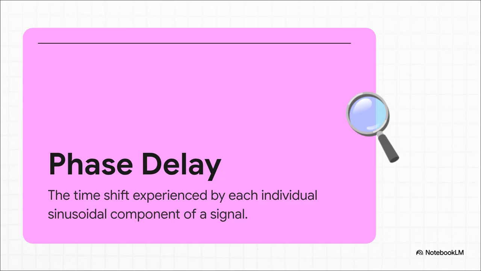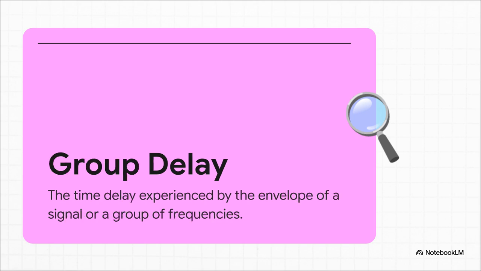So first up is phase delay. Think of this as putting a dedicated stopwatch on every single runner in the race. It measures the absolute time it takes for each individual frequency to get from start to finish. Simple enough, right? But then we have group delay, and this is where it gets really clever. Instead of timing each individual runner, group delay uses a single stopwatch to time the entire group. It's basically measuring how long it takes for the center of the whole formation to cross the finish line.